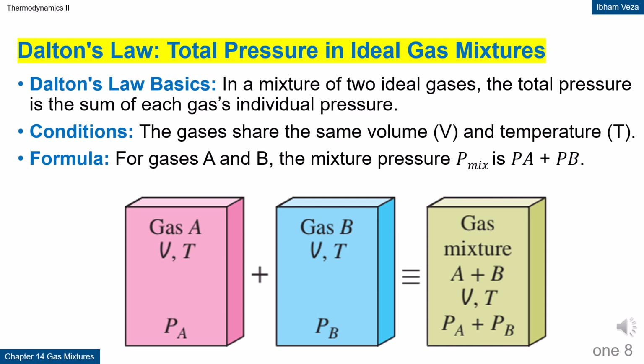Dalton's law of additive pressures. Dalton's law states that the total pressure of an ideal gas mixture is the sum of the partial pressures of each component. Each gas is assumed to occupy the same volume at the same temperature as the mixture. Mathematically, for gases A and B, P mix equals PA plus PB. This concept allows the separation of each component's contribution to the total pressure. The approach is widely used in air and exhaust gas analysis.